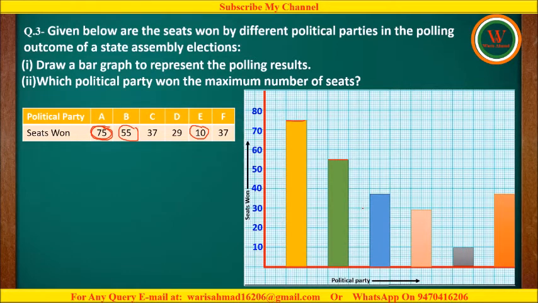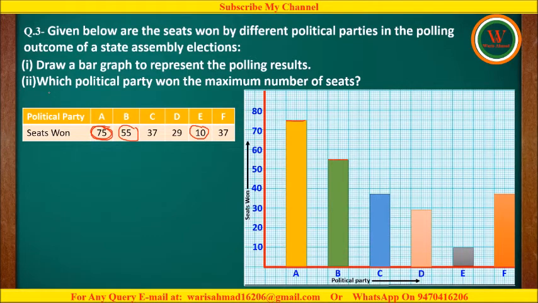After that we have to write down the name of all the political parties. So here we can write A, B, C, D, E and F. So in this way we can represent the given data in the form of bar graph.